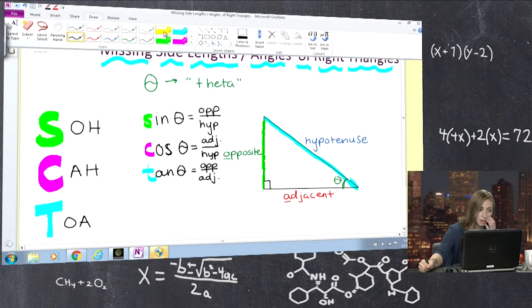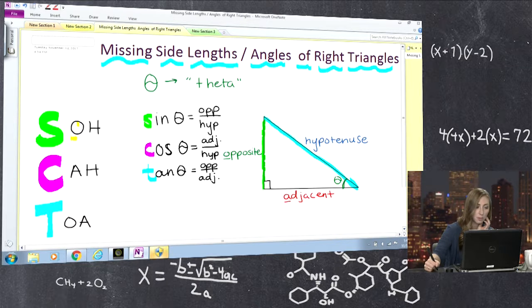Where the Sohcahtoa comes from, as you can probably see here: S-O-H is talking about the sine definition, opposite over hypotenuse. C-A-H is talking about the definition of the cosine function, adjacent over hypotenuse. And T-O-A is talking about tangent, the opposite over adjacent ratio. So Sohcahtoa is a way that you can remember the definitions of your three basic trig functions.